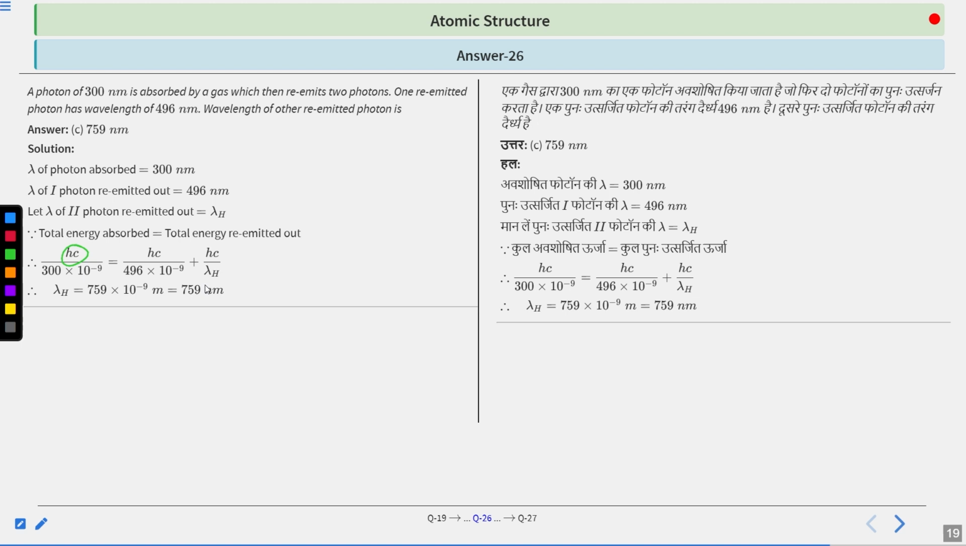In this way you can calculate lambda h, and that will come out to be 759 into 10 to the power minus 9 meter, or 759 nanometer. So this is your correct answer. Moving on to the next question.